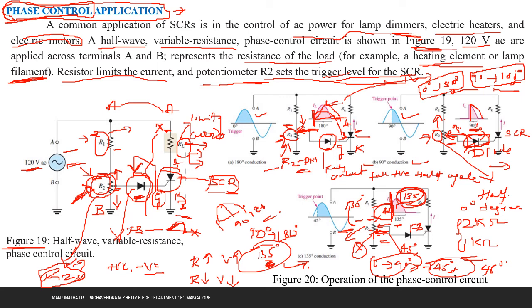Suppose, from the figure, see how it is given. First 45 degree it is not going to conduct, and for the remaining 135 degree it is going to conduct. And we are going to give the triggering pulses to the SCR from 45 degree onwards.